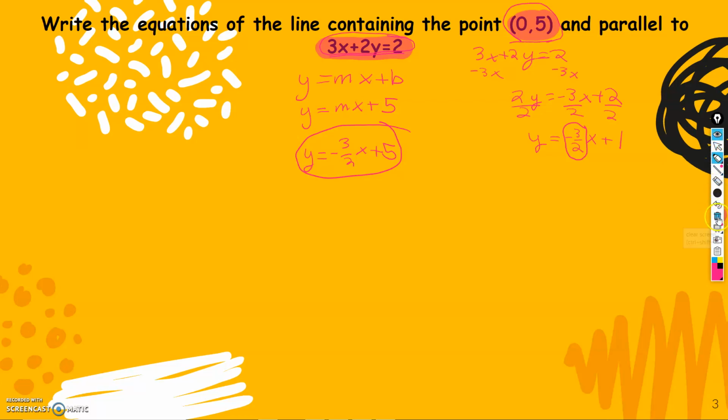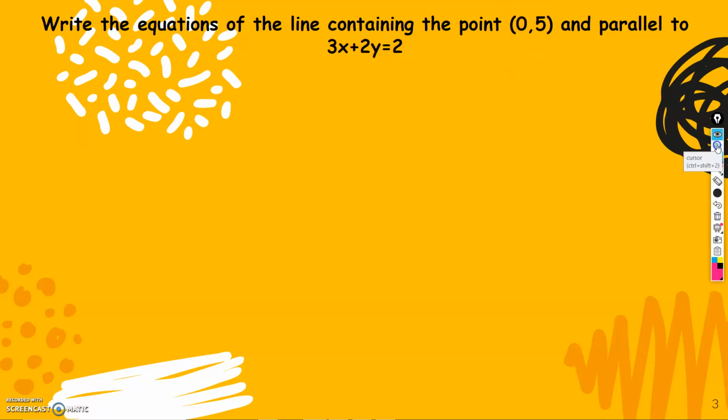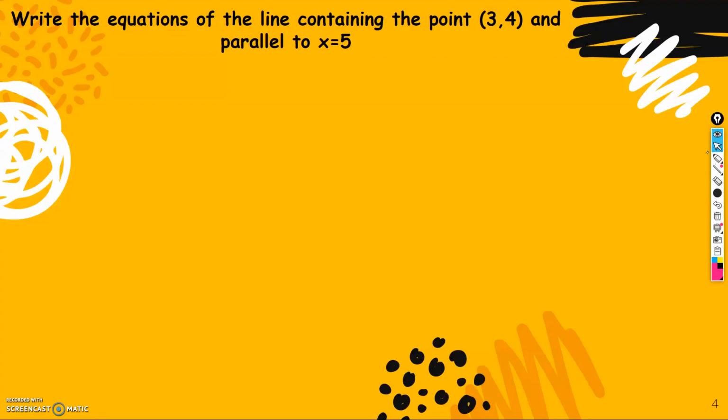And let's see one more that might be a little tricky that we might have to think about. Okay, so now what if we have to write the equation of a line? So our line contains the point 3, 4. Okay, that's important information. And we're parallel to this line here. What does the line x equals 5 look like?